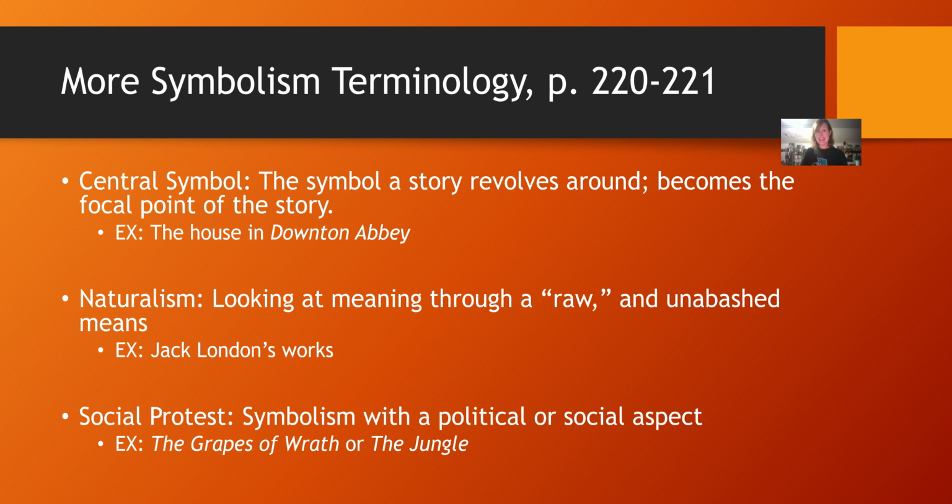Social protest is symbolism that has a political or social spin to it. The two examples that I have on here are The Grapes of Wrath and The Jungle. Fun fact, The Grapes of Wrath was recommended to me by a friend. They said, oh, you need to read this book. I like Great Depression to World War II era stories. I think that's a fascinating point in history because we were just starting to get industrialized, but we weren't quite where we find ourselves in the 50s and 60s and onward. So I'm really fascinated with that time period.